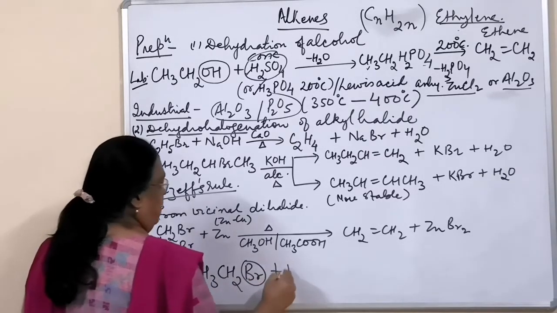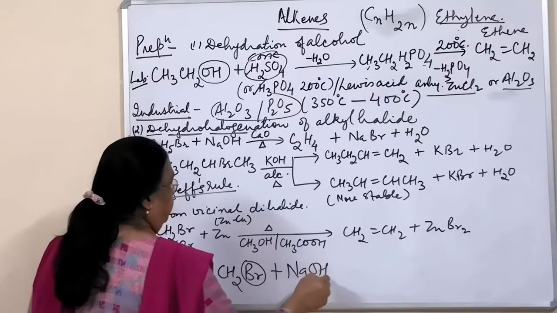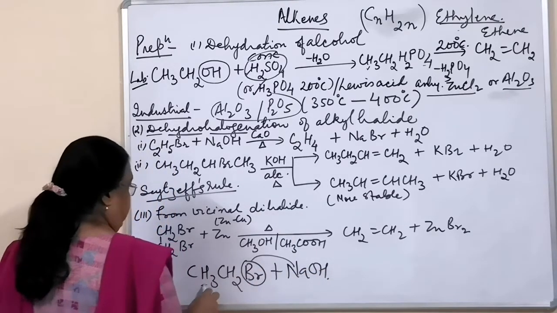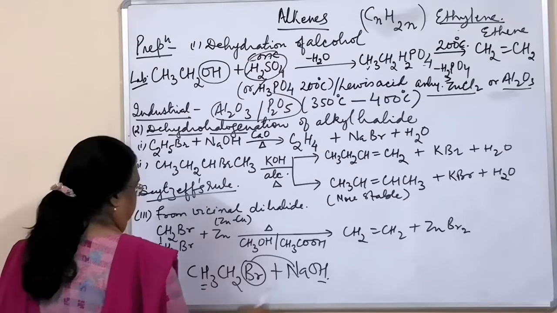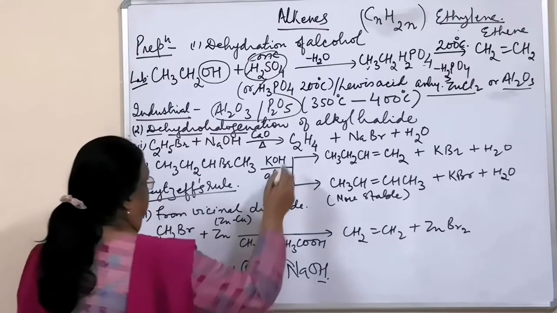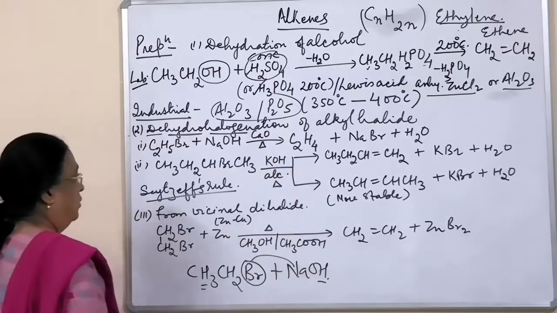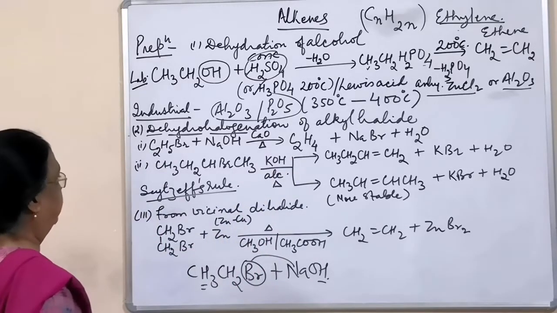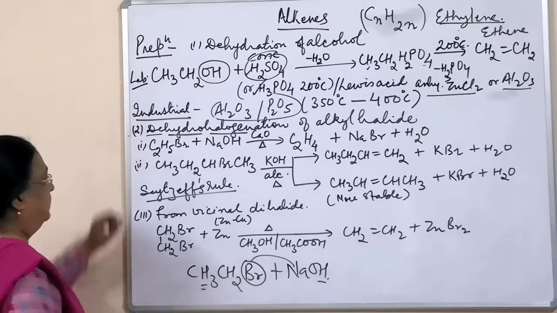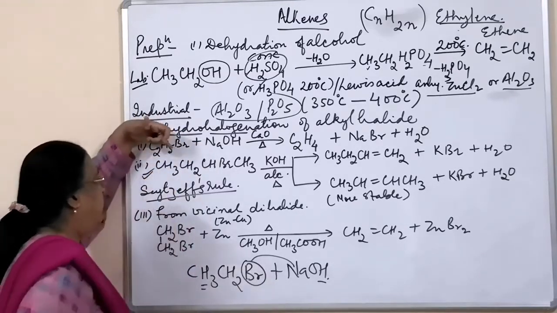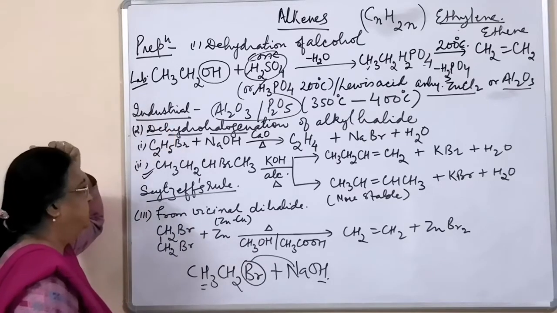When it reacts with NaOH or KOH, then NaBr is out. One H from here, this OH from here will be forming water out, and CH2=CH2, C2H4, which is called ethylene, will be formed. Then if we have unsymmetrical, this is very important. If we have unsymmetrical alkyl halide, that means what?